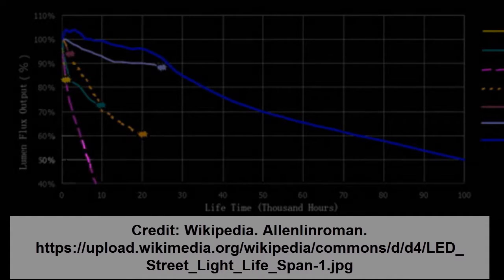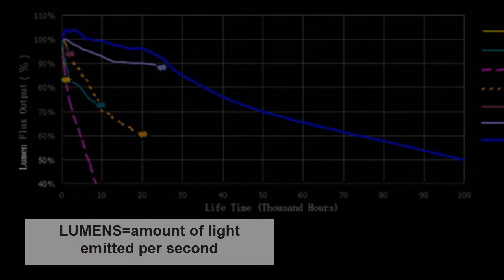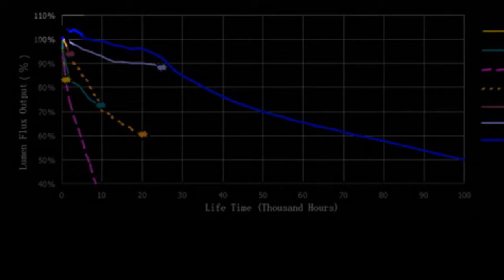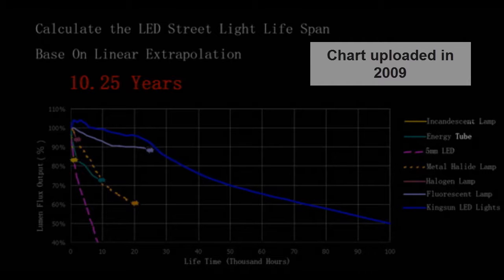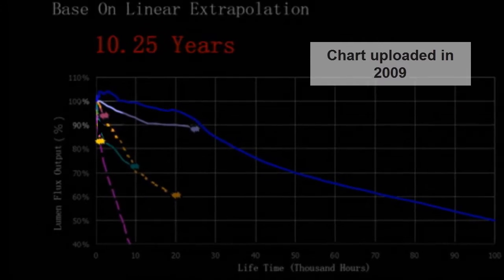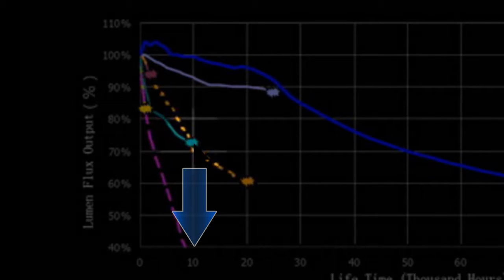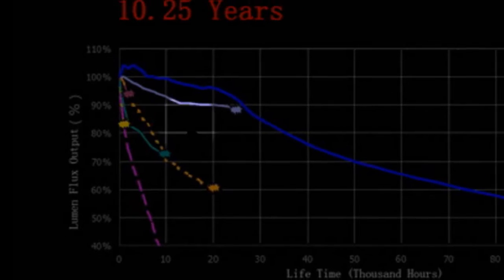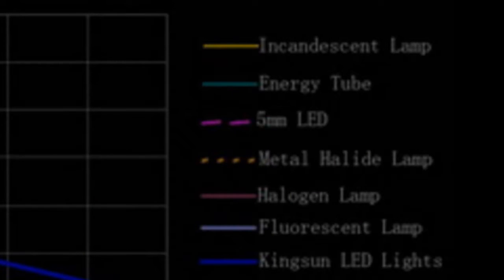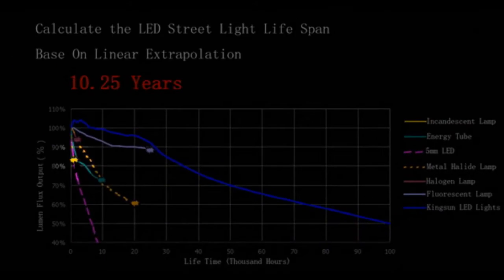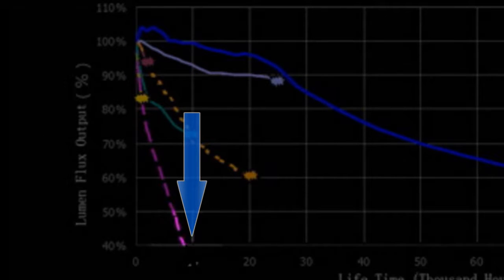10.25 years. And here we have the lumen flux output. That's the amount of light that's emitted from the lamps. Secondly, the energy tube sits over there. There you are, the energy tube. 5mm LED. It drops to about almost a year.